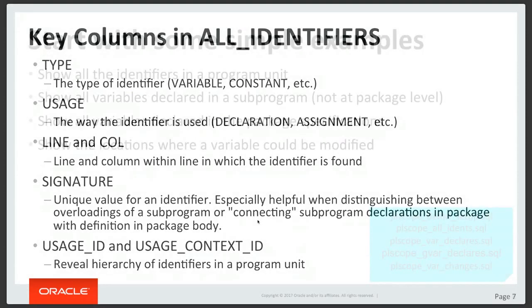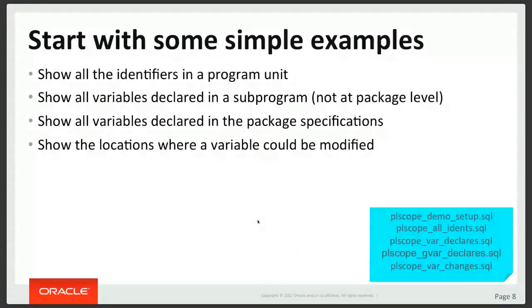Alrighty, so that's a rough idea of some of the key columns. Let's take a look at some different usages. I'm going to run through a number of examples, essentially by going over to Live SQL and showing you the things that you can look up yourself, you can do yourself after the session is over. So show all the identifiers in a program unit. Just print this stuff out for me. What have I got?